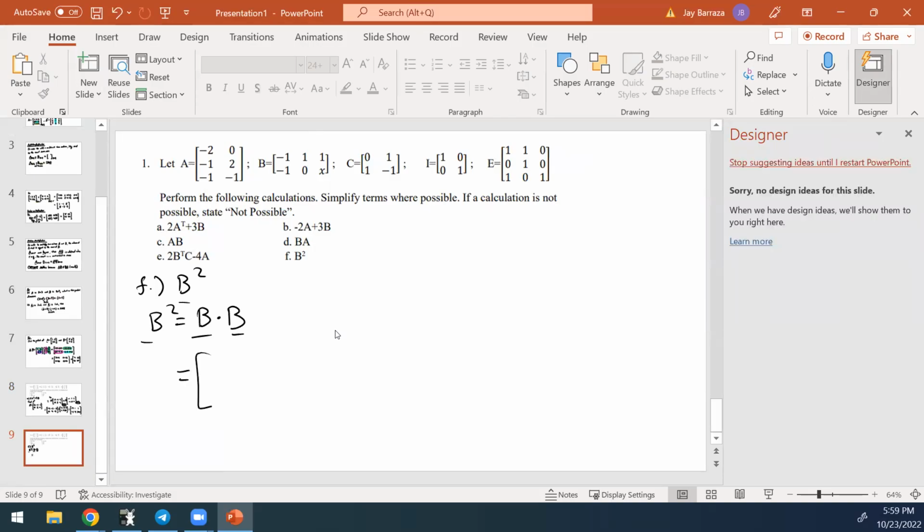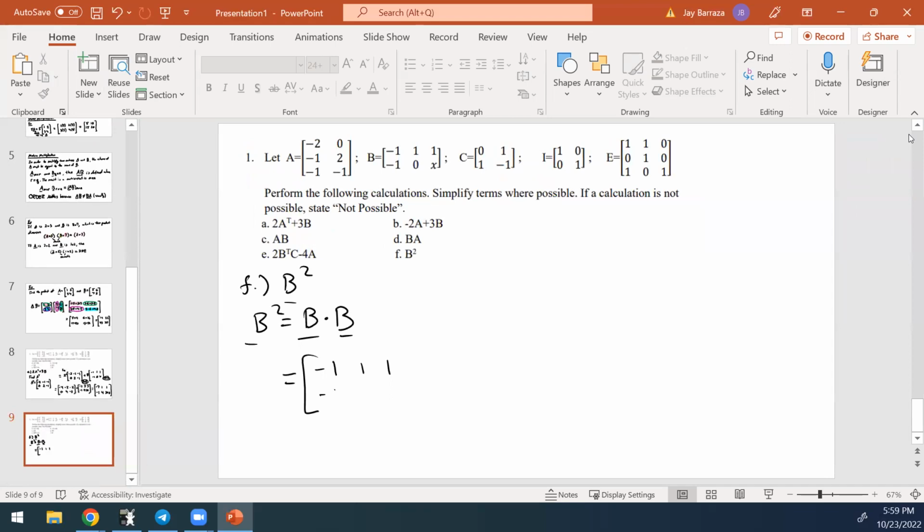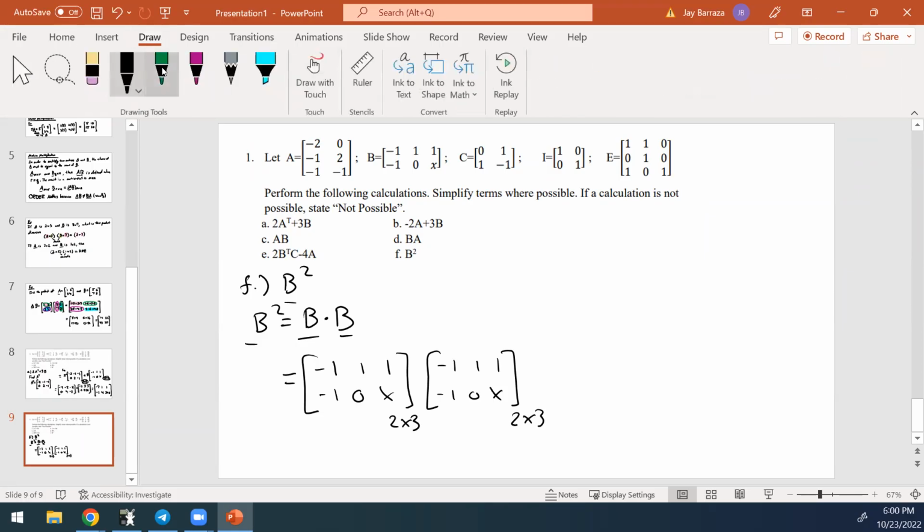So then this is equal to [-1, 1, 1; -1, 0, x] times [-1, 1, 1; -1, 0, x]. This is 2 by 3. This is 2 by 3. Do the inner numbers match each other? Do these two numbers match? No match. So the answer is not possible. And that's it. Okay. Any questions on that one? I just want to make sure.